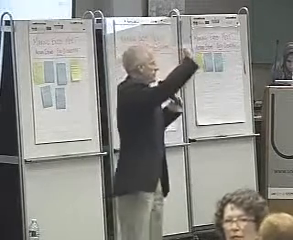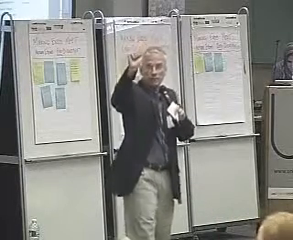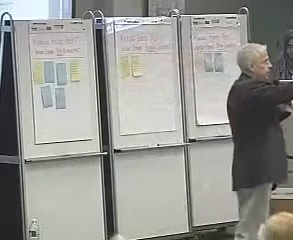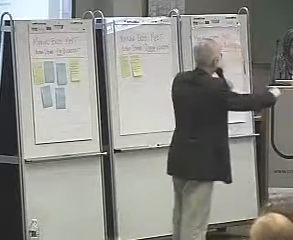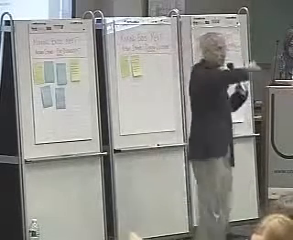Okay, what did we come up with? What are some of the things? Quickly. Duck, cover, and roll. That's good for fire as well. What else? Get under the table. Okay, one more.